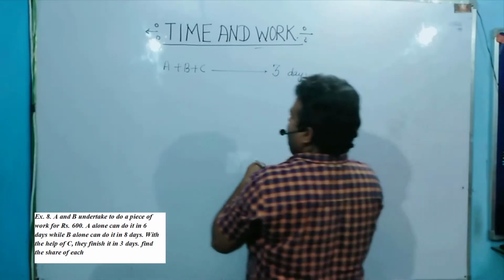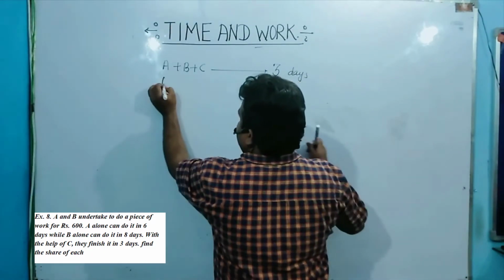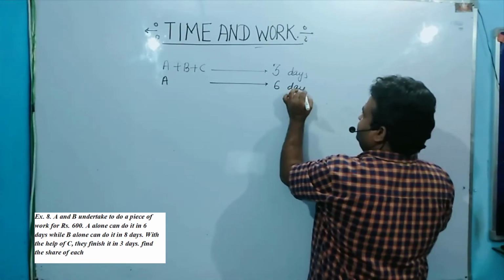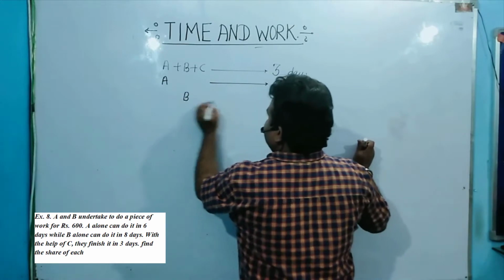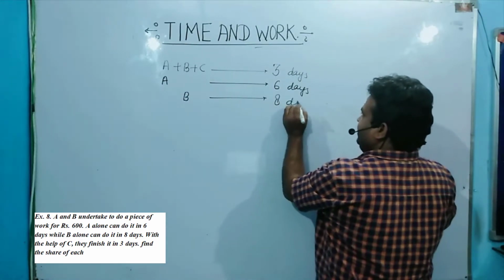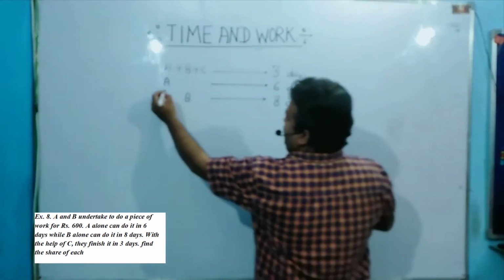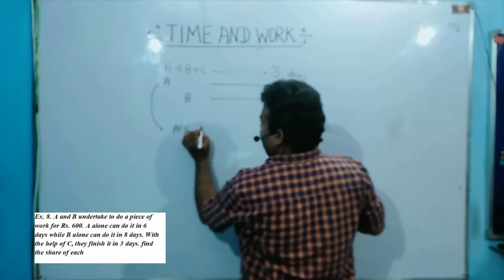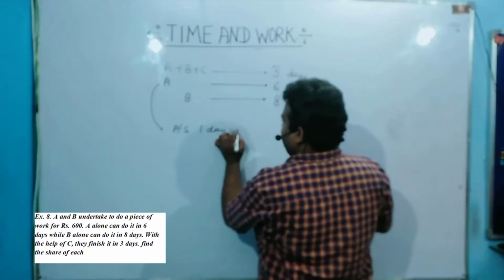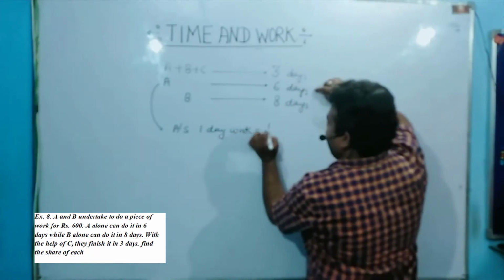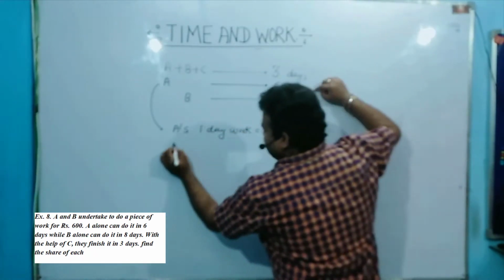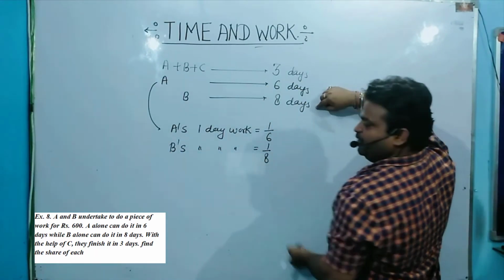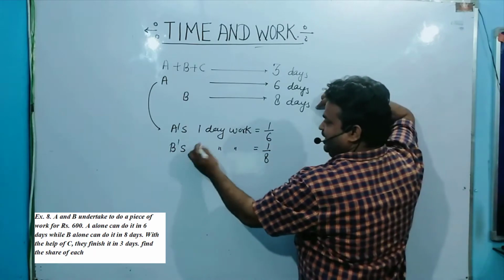Where A can finish it in how many days? 6 days. Where B can finish the entire work in how many days? 8 days. What is A's one day work? A's one day work is 1 by 6 part of the work. What is B's one day work? B's one day work is 1 by 8 of the work to be done by B in 1 day.